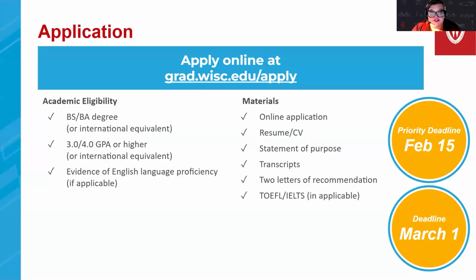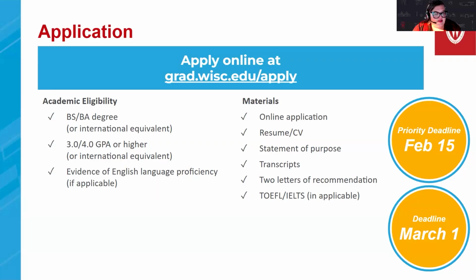And if you are interested in applying, I just want to let you know that I am your go-to person for anything application-wise. So for the big deadlines to pay attention to, priority deadline is February 15th to be reviewed first for admittance to the program, and final deadline is March 1st. But for academic eligibility, you'll need at least a bachelor's, either a BS or BA, at least a 3.0 or higher, or the international equivalent.